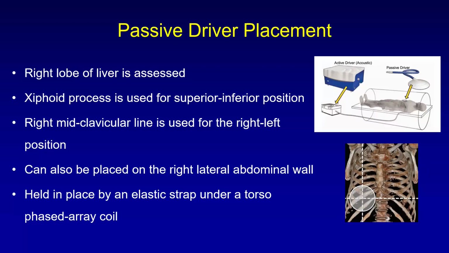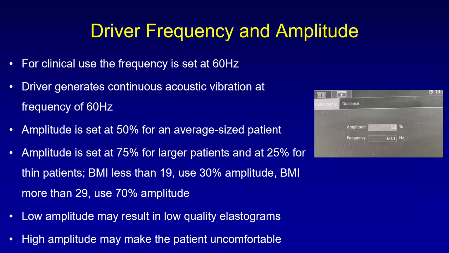driver. So in patients who've undergone surgery or for some other reason, this may not be representing the bulk of the liver tissue. So you could also place it in patients with hepatectomy. You could also place it on the right lateral abdominal wall. The passive driver is held in place by an elastic strap under the torso-phased array coil.